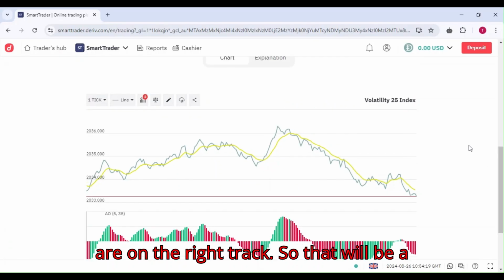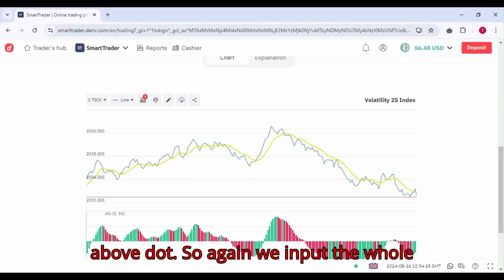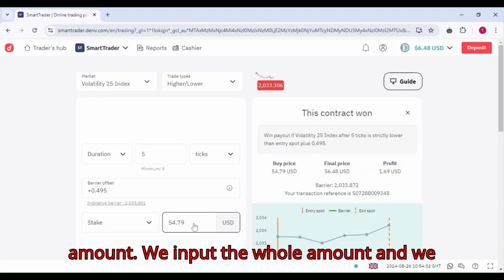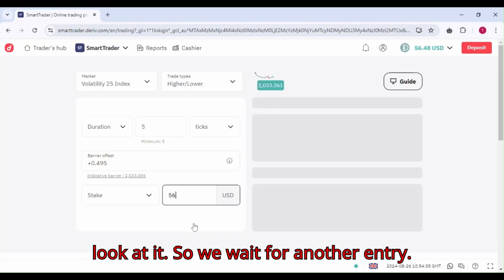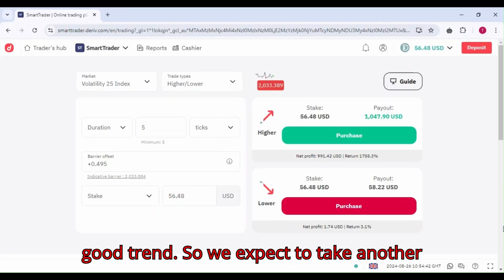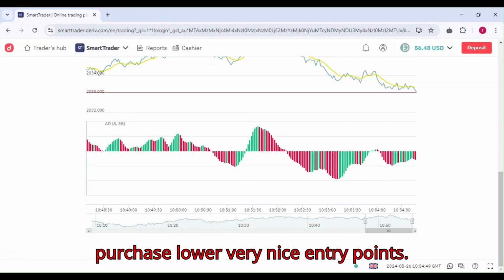We are on the right track, so that will be a won contract type. Let's see the results above. So again we input the whole amount, 56.48, that's the whole amount. We input the whole amount and we look at it, so we wait for another entry. As I can see, the market is still on a good trend, so we expect to take another trade from now. You can purchase lower, very nice entry points.